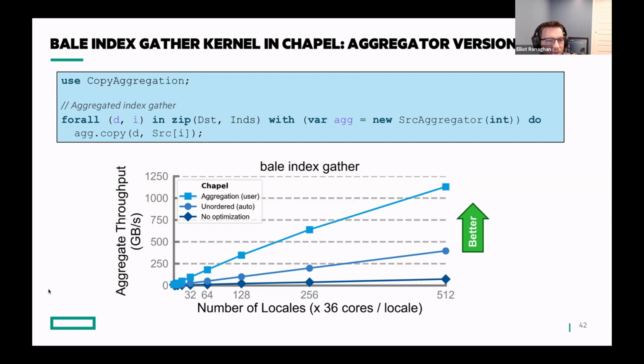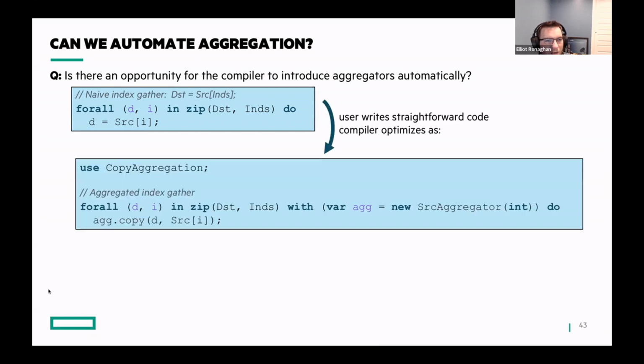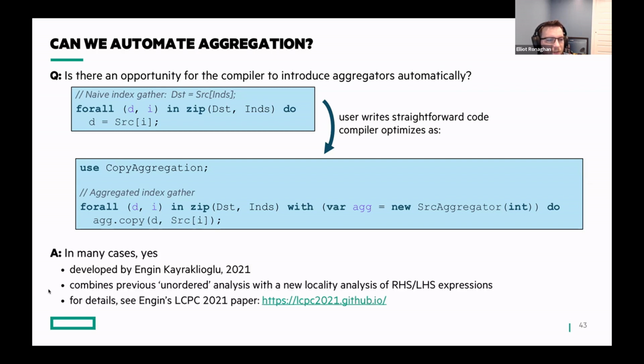And in the previous examples, we saw that the compiler can automatically take ordered operations, or semantically ordered operations, and make them unordered when it can do enough analysis to determine that's safe. And I think that leads to a natural question of, well, can you do that for aggregators too? And we do have an initial implementation to make that optimization. So the compiler can automatically transform the naive index gather to this aggregated version. This was developed by Engin on our team in 2021. It combines all of the analysis that we needed to do the unordered optimization before, along with some new locality analysis that's required to see if the optimization is legal.